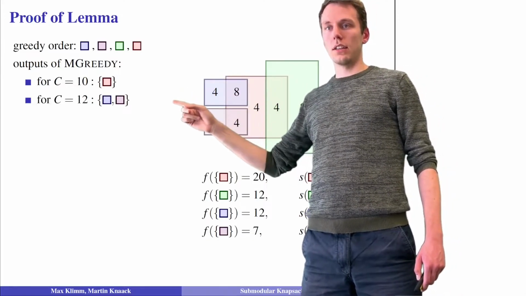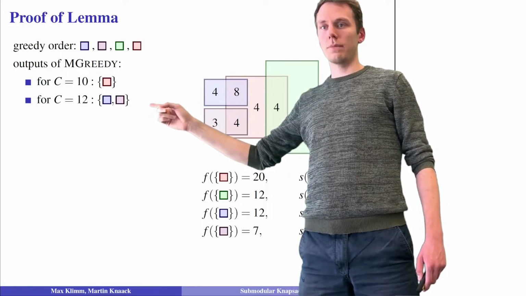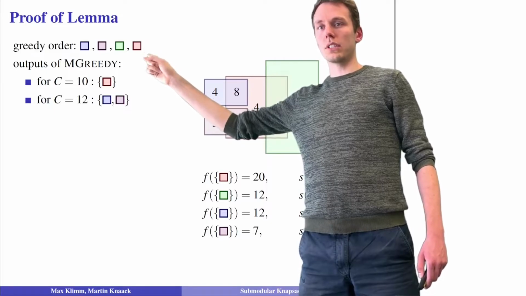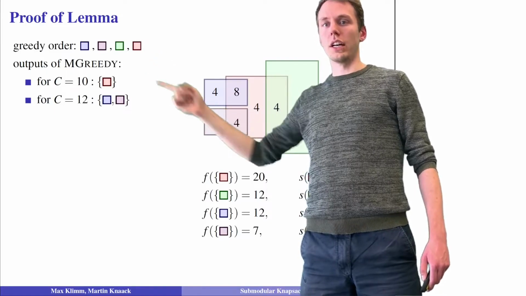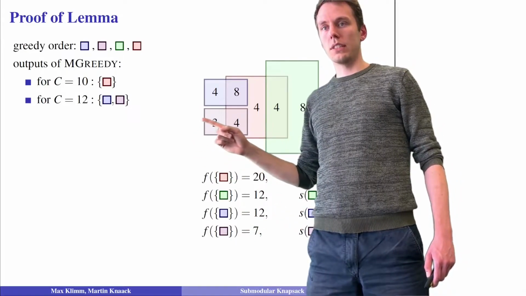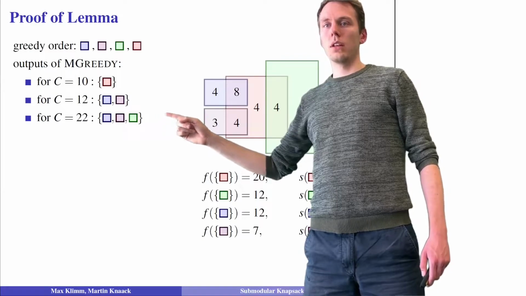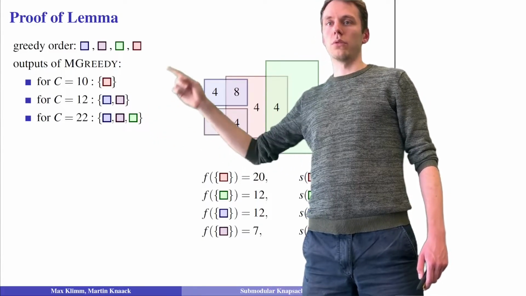The other cases are a capacity of 12. Here we have the blue and the violet item as an output, because now the green item is considered as a fractional item, and the green item has less value than the blue and the violet item. And for the capacity of 22, the output is the blue, violet, and green item, because as a greedy solution they have more value than the red item.